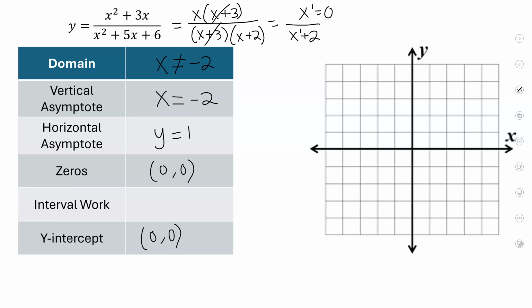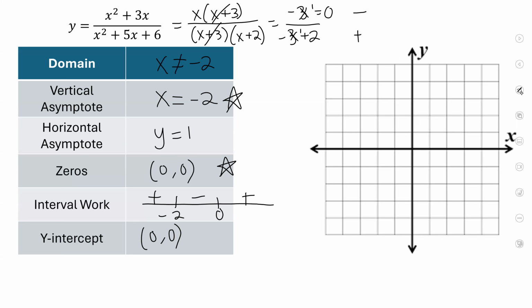Okay, let's talk about your intervals. So we're going to have -2 and 0. You always look at your vertical asymptote and your zero for this. So if you plug in a number less than -2, such as -3, you'll get a negative in the numerator, a negative in the denominator. That's positive. If we plug in -1, you'll have a negative in the top and a positive on the bottom. That would be negative. And then if you plug in a number bigger than 0, you'll be positive.